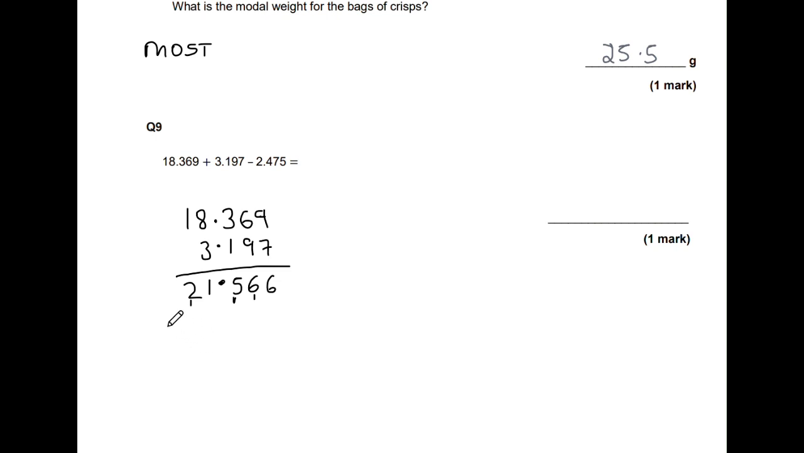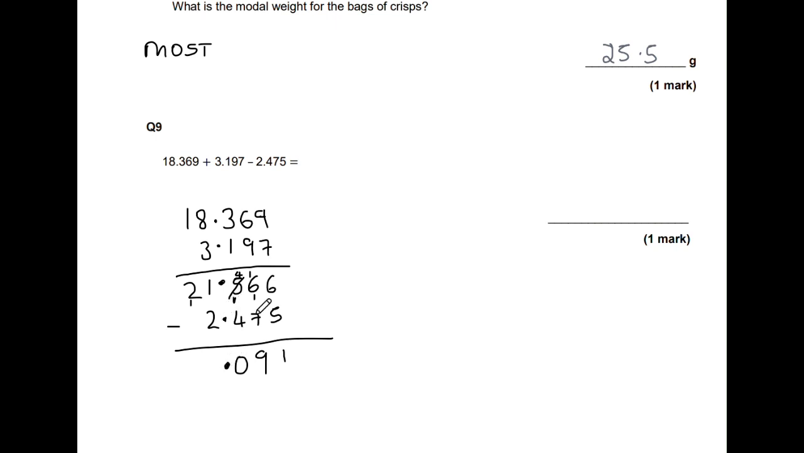Okay, so now we're going to take away 2.475. So 6 take away 5 is 1. 6 take away 7, we can't do that, so we've got to borrow 10 from there, so that becomes a 4, and that becomes 16. So 16 take away 7 is 9. 4 take away 4 is 0.